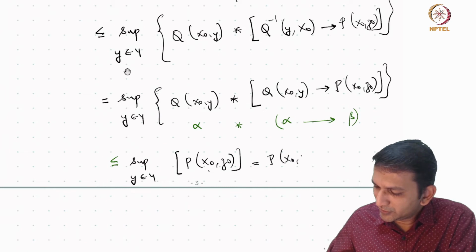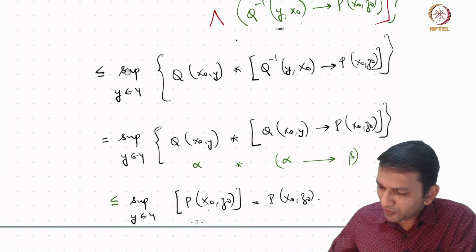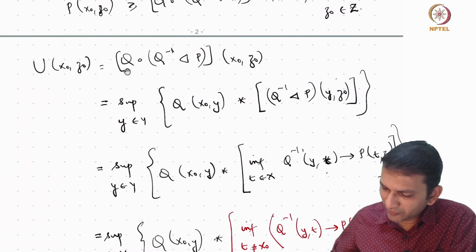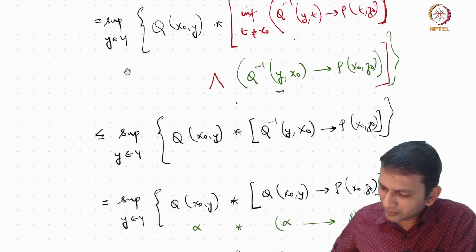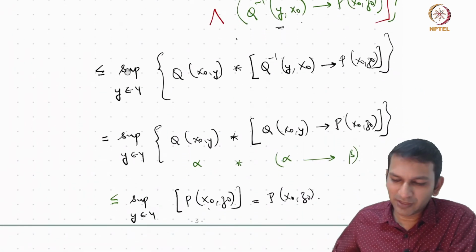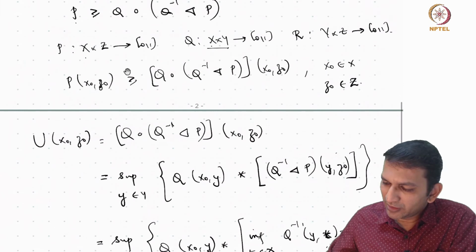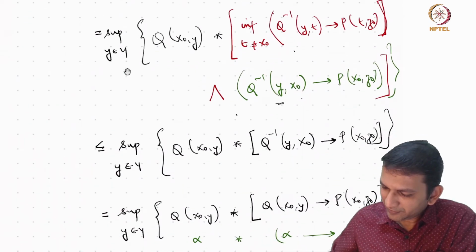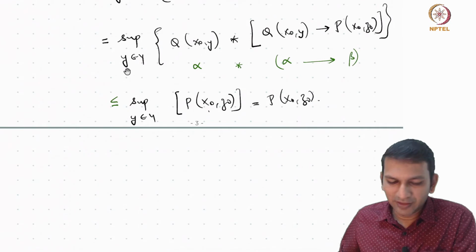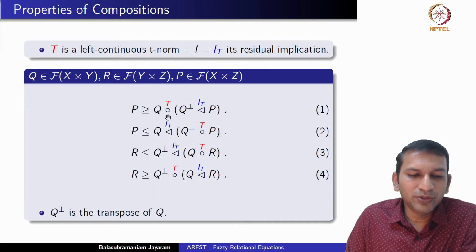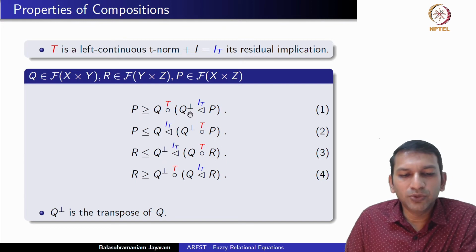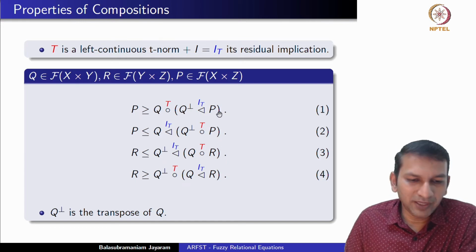This means this is P of (x0, z0). So what we have proven is, we started with U of (x0, z0), which is this value, and we have shown that this is actually less than or equal to P of (x0, z0). And since we took x0 and z0 arbitrarily, what we have actually seen is this first property, which is P is greater than or equal to Q sub t composed with Q transpose implies phi composed with P.